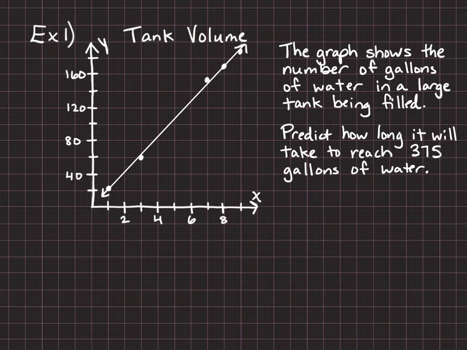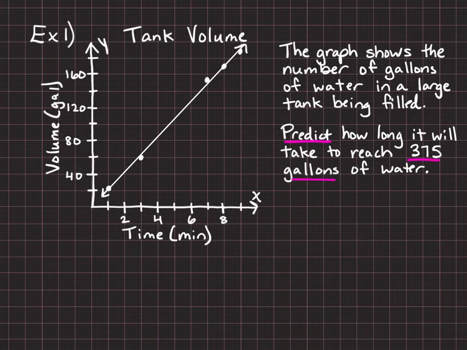Example 1 is about a tank volume in a water tank. We're given the time in minutes that it takes to fill water and the volume, which is the amount of gallons of water that are in the tank after that amount of time. And so in your information, it says the graph shows the number of gallons of water in a large tank being filled. Predict how long it will take to reach 375 gallons of water.